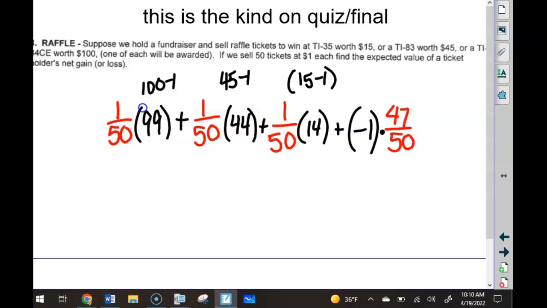So you really don't need anything fancy. 1 divided by 50 times 99 plus 1 divided by 50 times 44. Don't even need the parentheses. Plus 1 divided by 50 times 14. Plus -1 times 47 over 50. I got 2.2. Did someone else get 2.2? I got a positive 2.2.